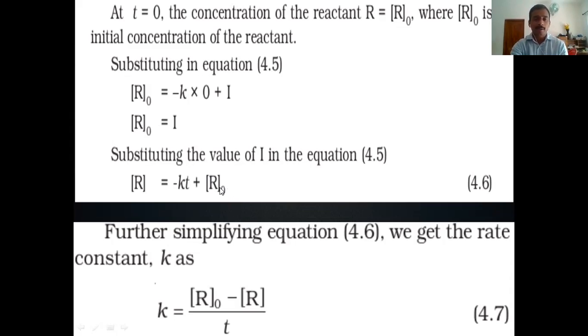Now take this minus kT to this side, then R to this side. Then what will be the equation? kt is equal to R0 minus R, or k is equal to (R0 minus R) by t. So it is the integral rate equation for zero order reaction: k is equal to concentration of R0 minus concentration of R divided by t.